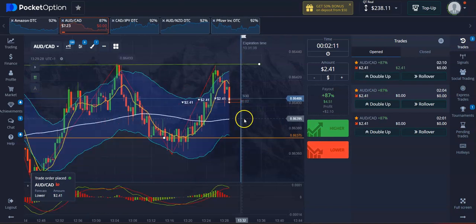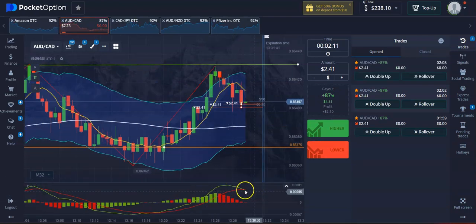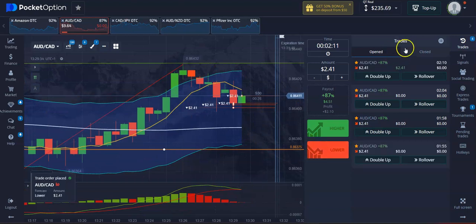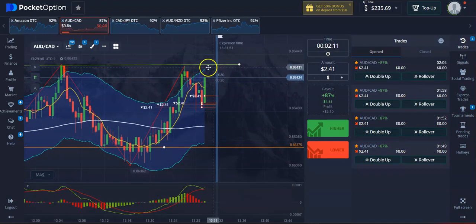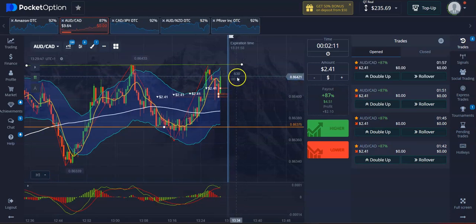Okay, so MACD is showing a crossover. We got lots of red bars right there. I took 4 trades on this one, 2 minutes and 11 seconds per trade, and it's not going the way that I was expecting. So let's see how it goes. I'm just going to take 4 trades for now.